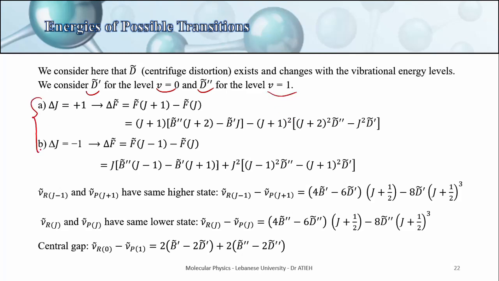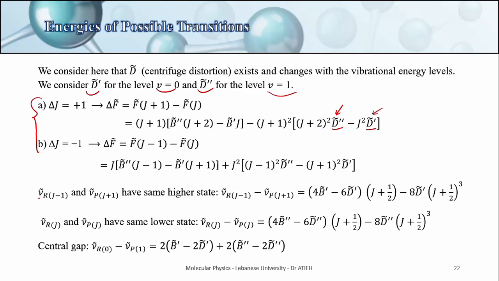So again, I'm showing the rotational transition for the cases delta J equals +1 and delta J equals -1, but this time I'm keeping D. D double prime represents the centrifugal distortion for the higher level, and this corresponds to the centrifugal distortion for the lower level. So you can just substitute in the main formula and you will arrive at these two formulas.